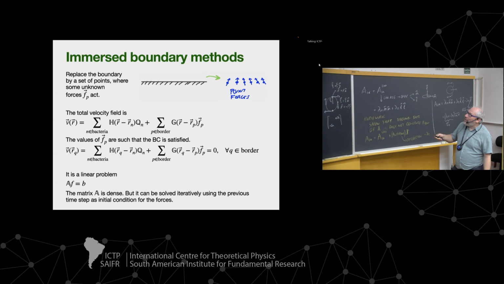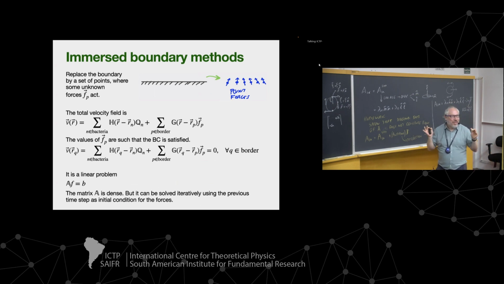So if you evaluate the velocity at a position Q, you get H(R_Q minus R_N) Q_N, minus G(R_Q minus R_P) F_P, which should be 0 for all Q's in the border. It looks very complicated, but in the end it's a matrix Q P acting on F_P, so it's A times F. And this term, you take it to the right, is the right-hand side. So it's a linear problem, and you just have to solve a linear equation.